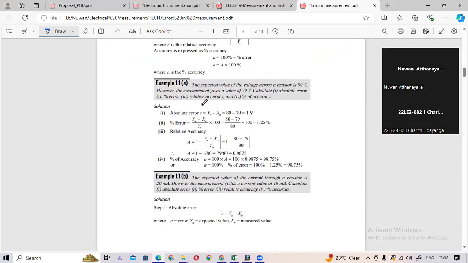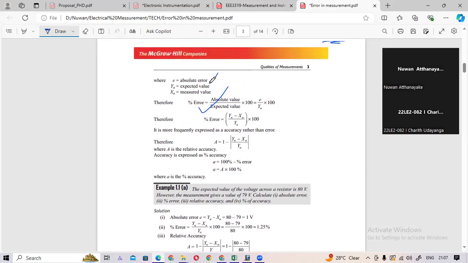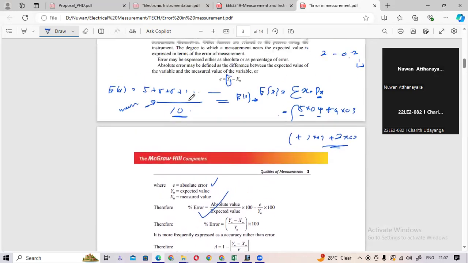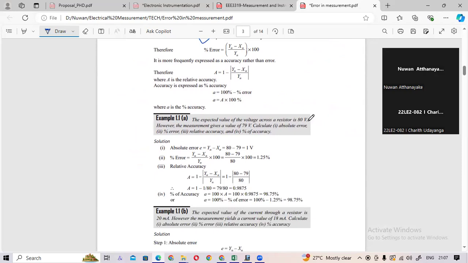Here you have an example. The expected value is 80, the measured value is 79. So you can calculate the absolute error: expected value minus measured value. Here, expected value minus measured value. So the expected value is 80, the measured value is 79.